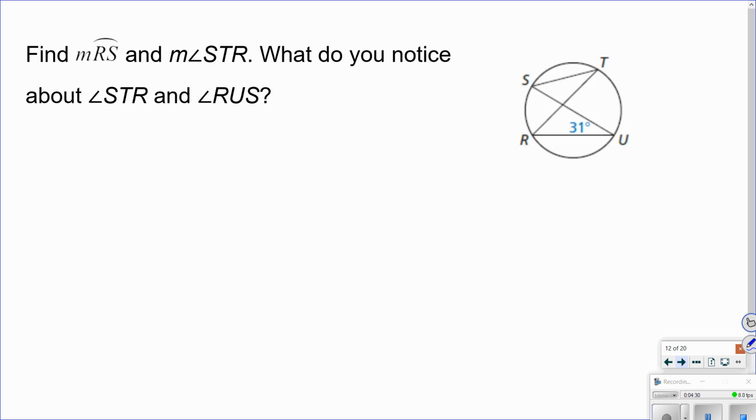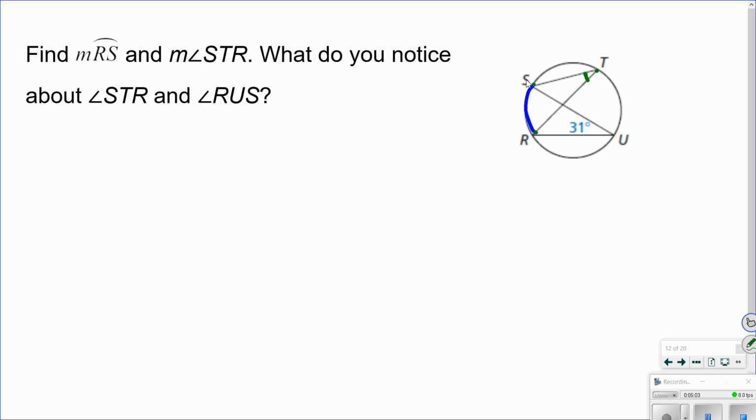See, this one says find the measure of arc RS and STR. So RS, I've got to find the measure of that arc right there. And it also wants us to find the measure of STR. So we've got to find the measure of that angle right there. So if you notice, that angle is an inscribed angle and it intercepts that arc. So we know that this angle is half of that arc. The problem is we don't know what either one is.